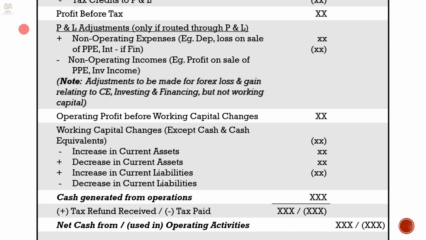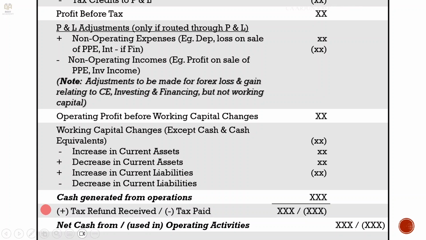So, to summarize, we remove non-operating expenses by adding, non-operating incomes by subtracting, and we make adjustments for forex loss and gain also. We don't make any adjustments for forex gain and loss relating to the working capital items, but relating to all other items: cash equivalents, investing and financing. Then we make adjustments for working capital changes, we get cash generated from operations. And then after this, it is the same as the direct method.